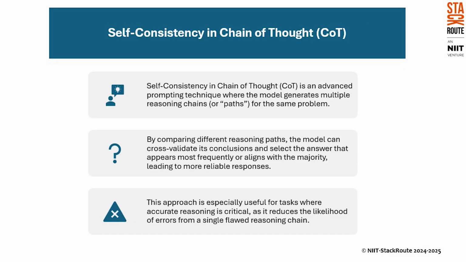Next, let's discuss an advanced technique that takes structured reasoning a step further, and that is self-consistency in chain of thought, CoT. This technique has the model generate multiple reasoning chains, or paths, for the same problem. Then, by comparing these different paths, the model can cross-validate its conclusions and select the answer that's most consistent across the various reasoning approaches. This creates a majority vote effect, where the answer chosen is the one that appears most frequently or aligns with the majority reasoning. The result? More reliable responses, especially for tasks where accurate reasoning is critical.